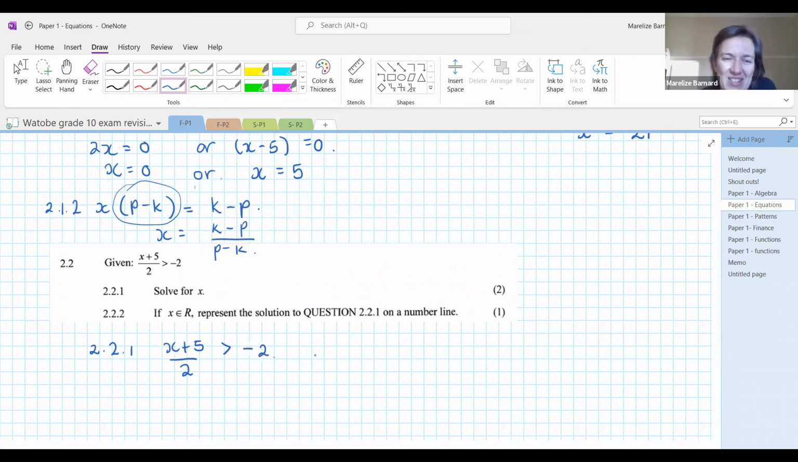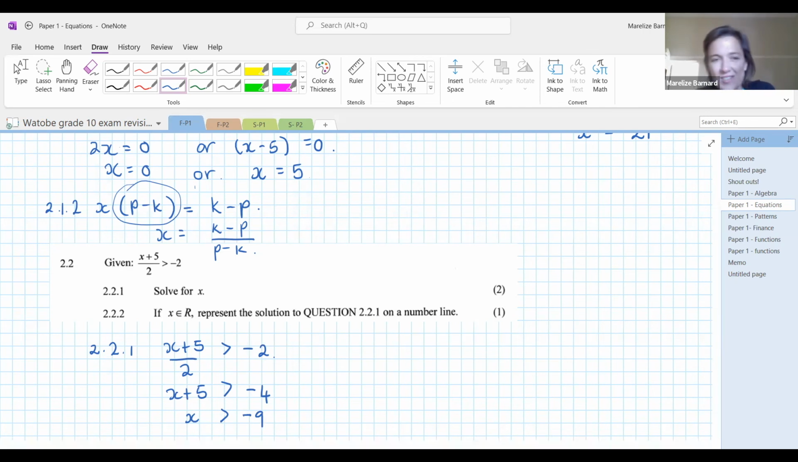Okay, so we're going to solve for x, and the first thing we need to do is maybe not have that fraction there. So if it is divided by 2, we are going to times by 2 to do the opposite. So if I times by 2 on the left, I must times by 2 on the right. And then we're going to take the plus 5 to the other side by subtracting it, and we're going to have minus 4 minus 5 is minus 9.